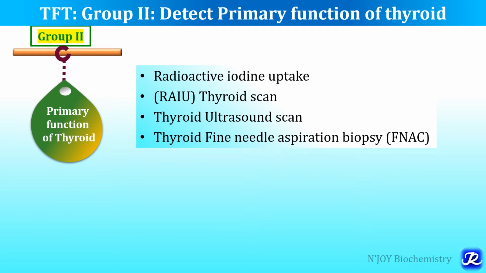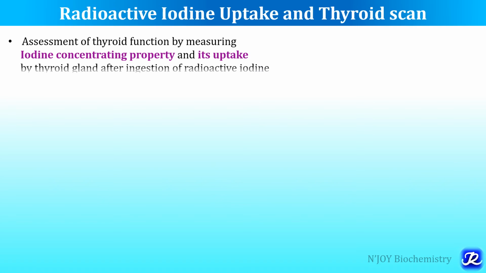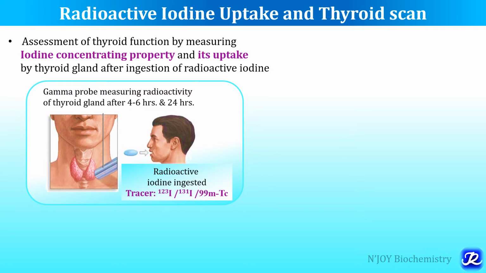Group 2 thyroid function tests are done to detect the primary functions of the thyroid, and they are radioactive iodine uptake, thyroid scan, thyroid ultrasound scan, and thyroid fine needle aspiration biopsy. Radioactive iodine uptake and thyroid scan is used to assess thyroid function by measuring the iodine concentrating property and its uptake by the thyroid gland after ingestion of radioactive iodine. In this procedure, the radio tracer is either injected into the body or swallowed.